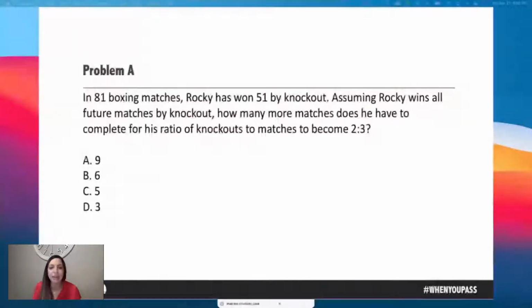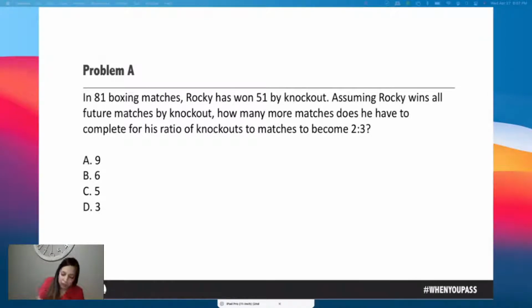In 81 boxing matches, Rocky has won 51 by knockout. Assuming Rocky wins all future matches by knockout, how many more matches does he need to complete for his ratio of knockouts to matches to become 2-3? When we're dealing with ratios, we want our ratios to be equivalent. That's how we solve ratio problems.